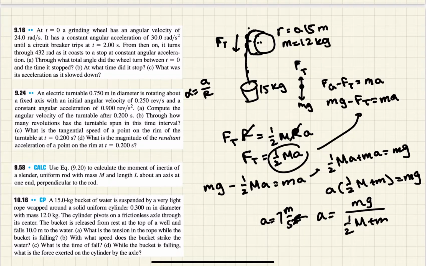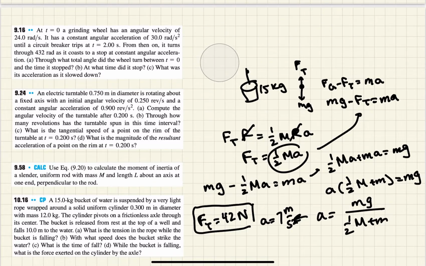And so the tension would be 1/2 times big M, which is 12, times 7. So 12 times 7 is 84, 1/2 of that is 42. So tension force is equal to 42 newtons. And keep in mind that's all for part A. But parts B, C, and D are much easier than that. Unfortunately, I'm going to have to erase this to fit parts B, C, and D. But remember, tension force is 42 newtons, and linear acceleration is 7 meters per second squared.